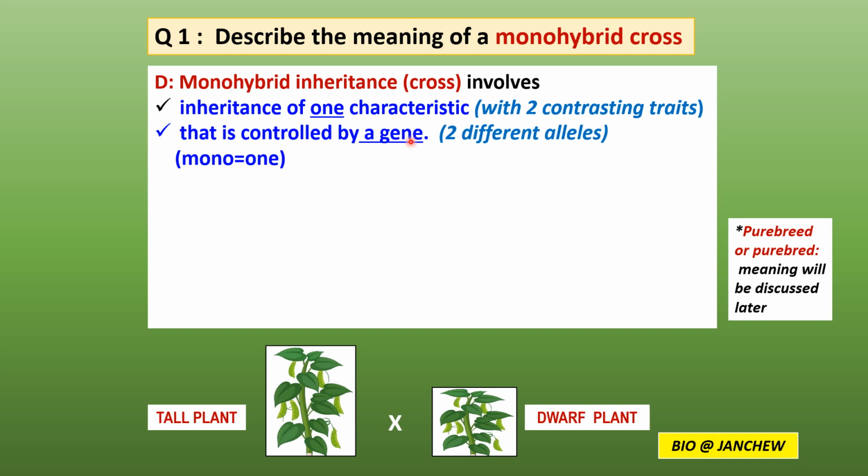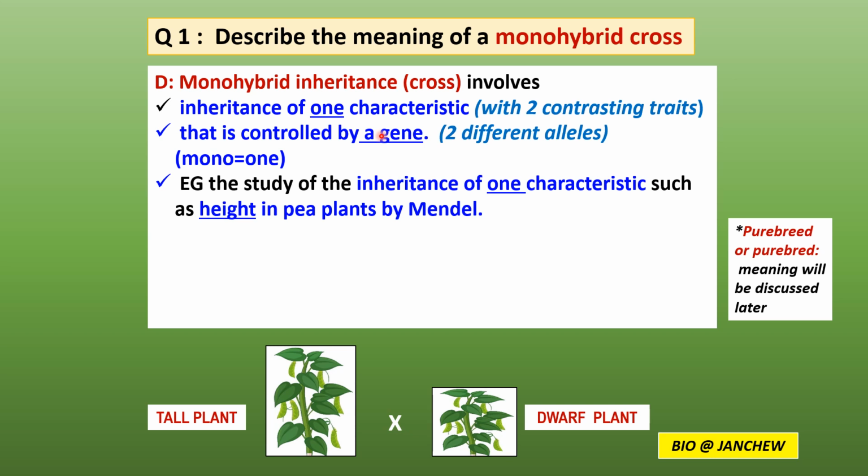The gene for flower color consists of two different forms or variants, and the two forms or variants of a gene are called alleles. We'll come to that again later. Then, be able to give one example of monohybrid inheritance. For example, the study of the inheritance of one characteristic such as height in pea plants by Mendel, or color of the flower.